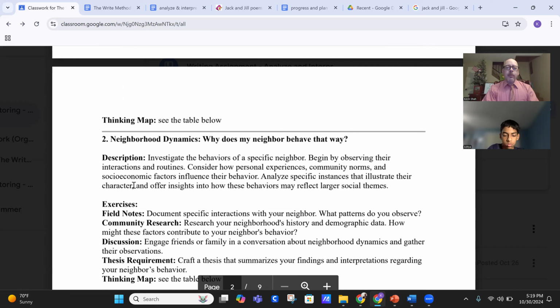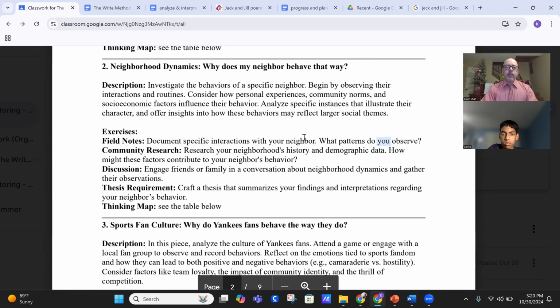Neighborhood dynamics. Why does my neighbor behave that way? So investigate the behaviors of a specific neighbor. So now you get to be a stalker, right, with your binoculars. Begin by observing their interactions and routines. Consider how personal experiences, community norms, and socioeconomic factors influence their behavior. Analyze specific instances that illustrate their character and offer insights into how these behaviors may reflect larger social themes. Okay. So here's some exercises here. Field notes, document specific interactions with your neighbor, what patterns you observe, community research. So you get the idea here.